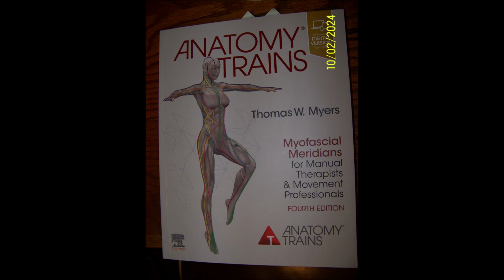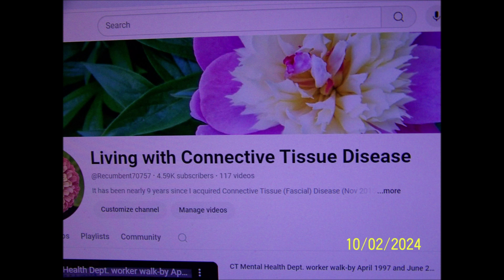And we're going to be looking at some fantastic exhibits from Anatomy Trains, Myofascial Meridians for Manual Therapists and Movement Professionals by Thomas W. Myers.